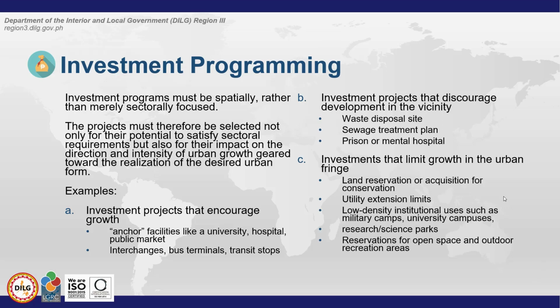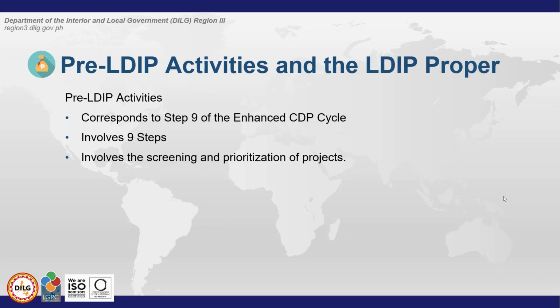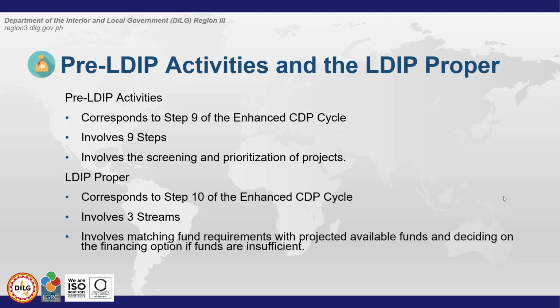Ngayong alam na natin ang basic concepts sa investment programming, let's proceed sa next 2 steps sa enhanced CDP cycle. Una ay ang pre-LDIP activities, which corresponds to step 9 of the enhanced CDP cycle. It involves 9 steps. It involves the screening and prioritization of projects at pag-aaralan natin ito sa Part 2. Next ay ang LDIP proper, which corresponds to Step 10 of the enhanced CDP cycle. It involves 3 streams. It also involves matching fund requirements with projected available funds and deciding on the financing option if funds are insufficient. At pag-aaralan naman natin ito sa Part 3.